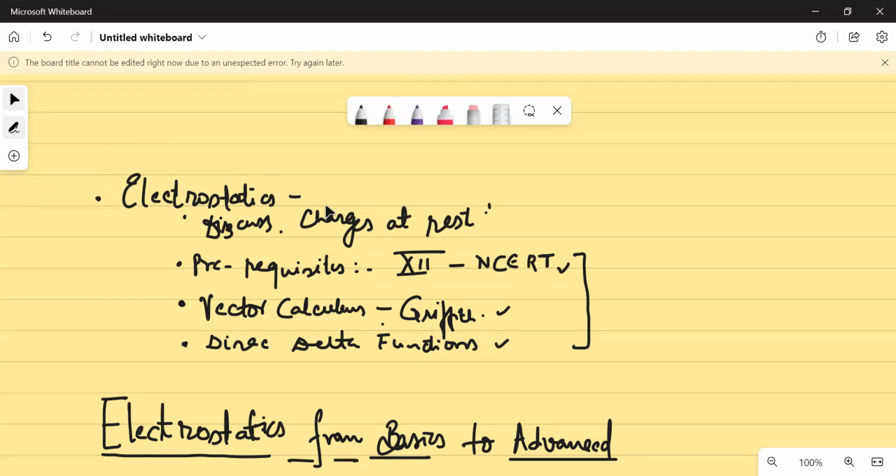For vector calculus, just the starting few pages, around 10 to 12 pages of Griffiths. Griffiths has mostly done more of a physics kind of thing, so at least for motivation, it will be good for you to go through the first 10, 12 pages. The Dirac delta function I've already covered, although I'm making a promise that all these topics I'm going to redo as I do electrostatics.